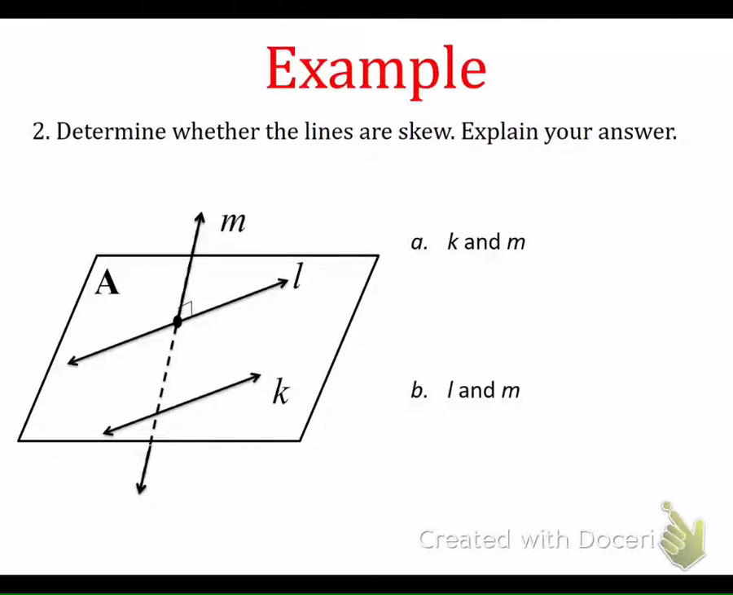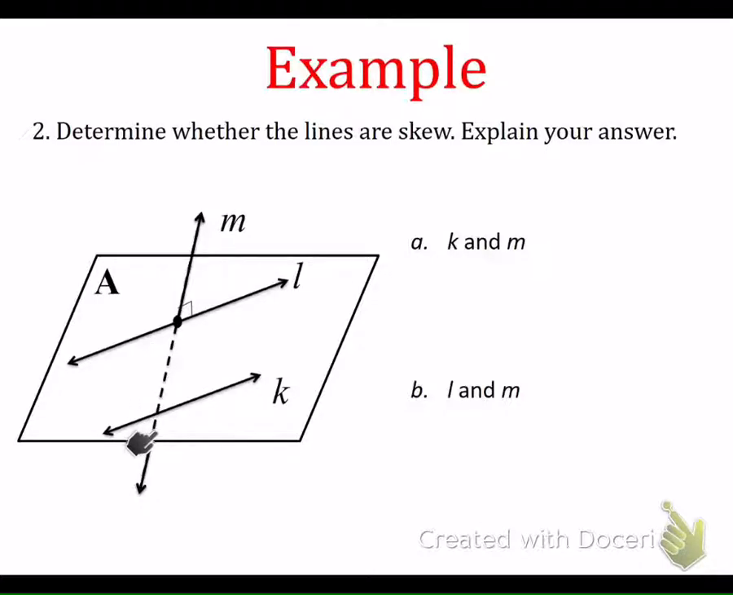So A is the flat plane. It's like a piece of paper, right? Line L is on the piece of paper. Line K is on the piece of paper. And line M is like shooting through the paper. It is intersecting L. You can see because there's a dot there and because they're solid when they go towards each other. See how it's dashed right here?